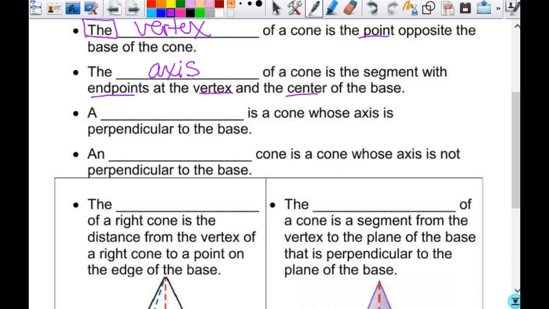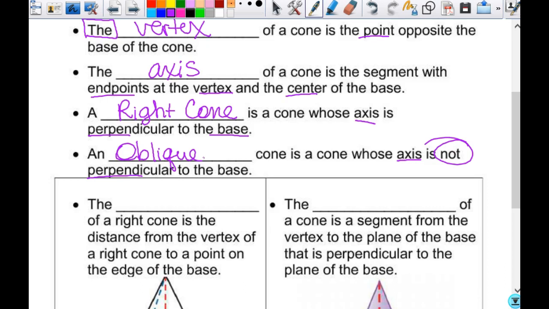And then if the axis is perpendicular to the base, then what kind of cone is it? I've said the words. A right cone. So a right cone. And then a cone whose axis is not perpendicular to the base, which would be what? What the leaning one's called? Oblique. Good. An oblique cone. All right, everybody okay with that?